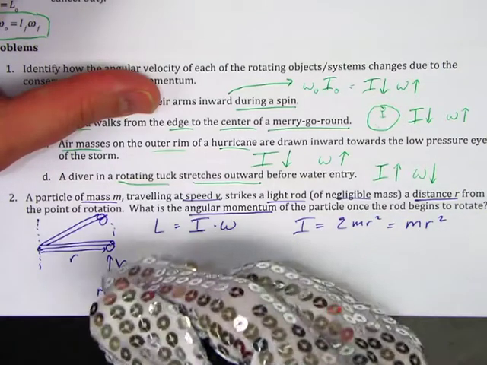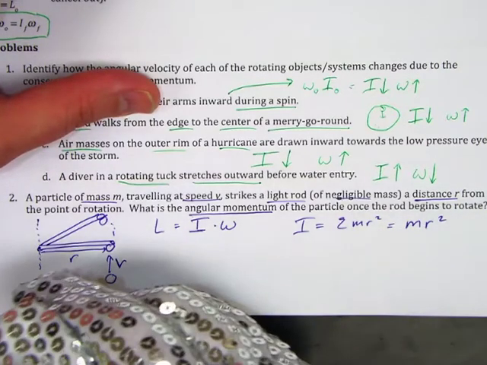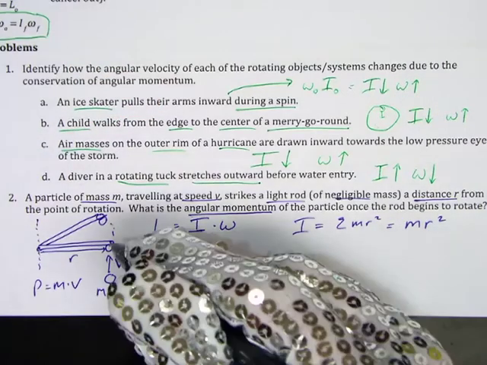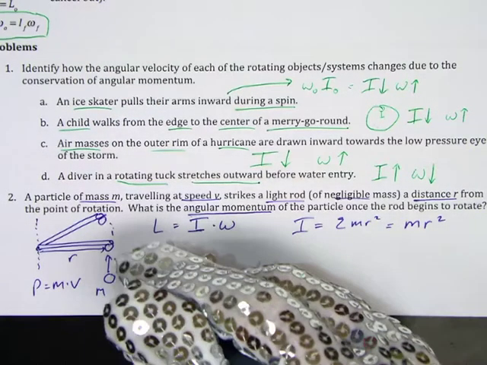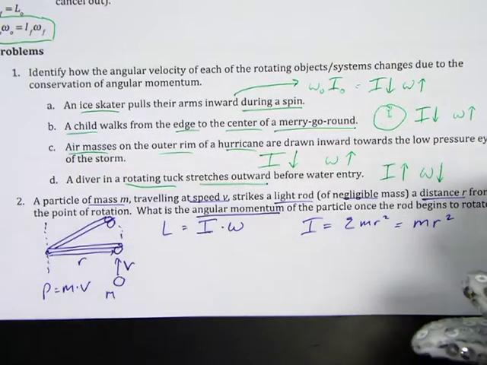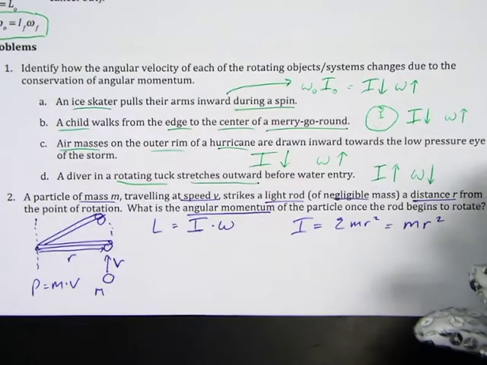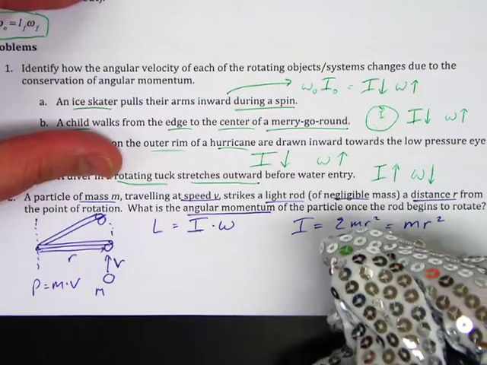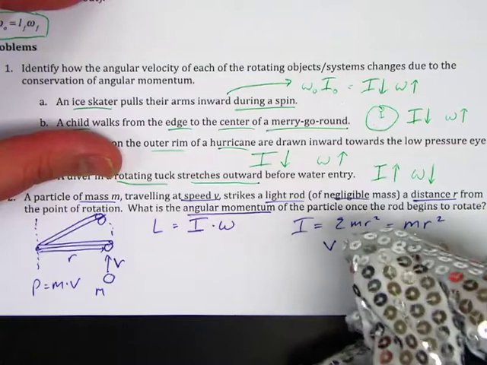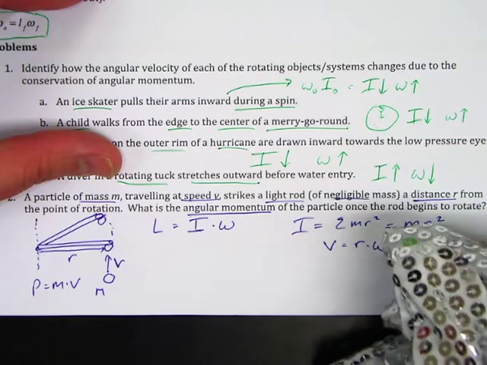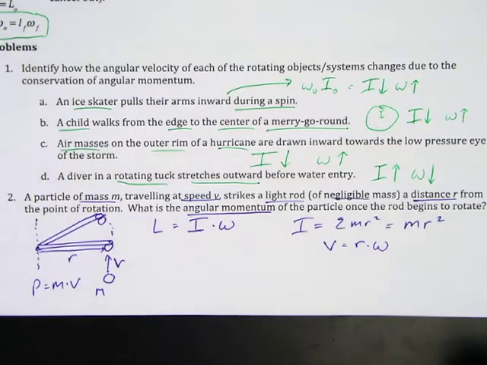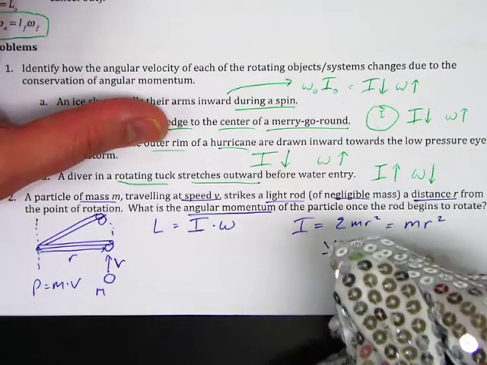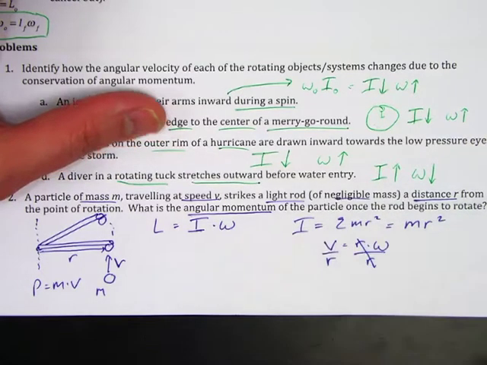Now, it's traveling with some initial p, which is equal to mv. As soon as it begins to rotate, this v becomes the linear speed of the particle on the edge of the path of rotation. And what we know is, for rotating objects, that v is equal to r times omega, which we've seen many times before. So I can rewrite this as omega is v over r.